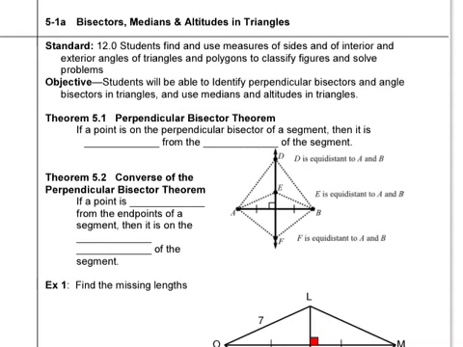Alright, here's 5.1, bisectors, medians, and altitudes in triangles. I'm going to break this up into two videos, 5.1a and 5.1b.